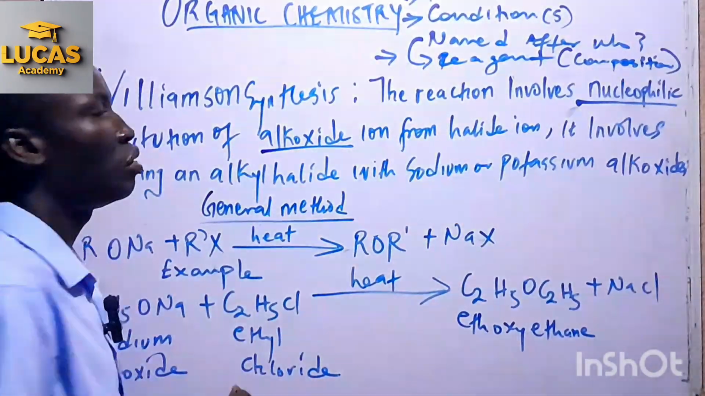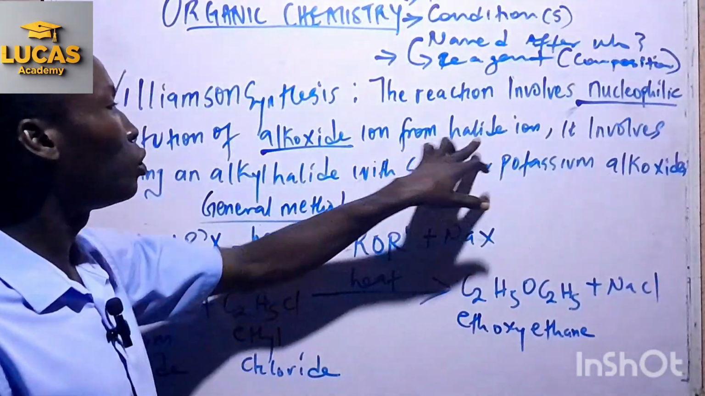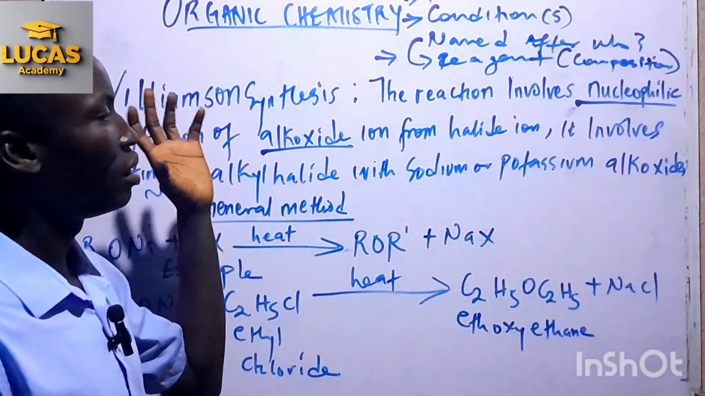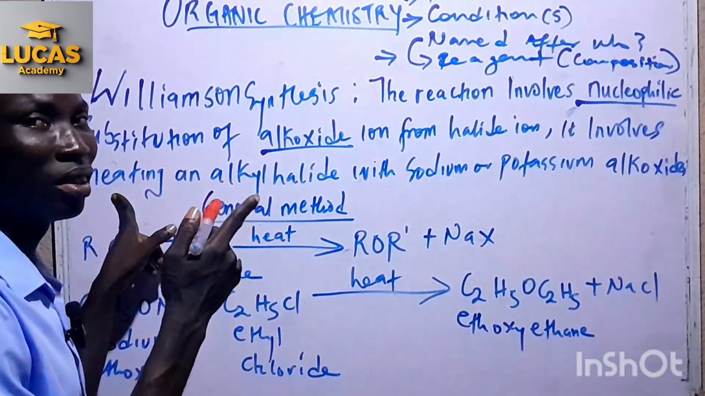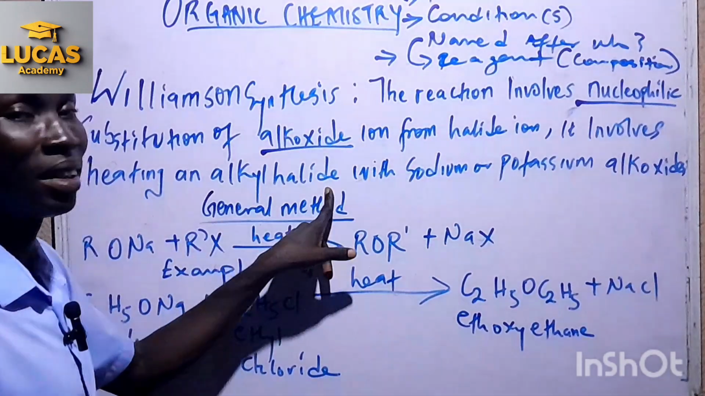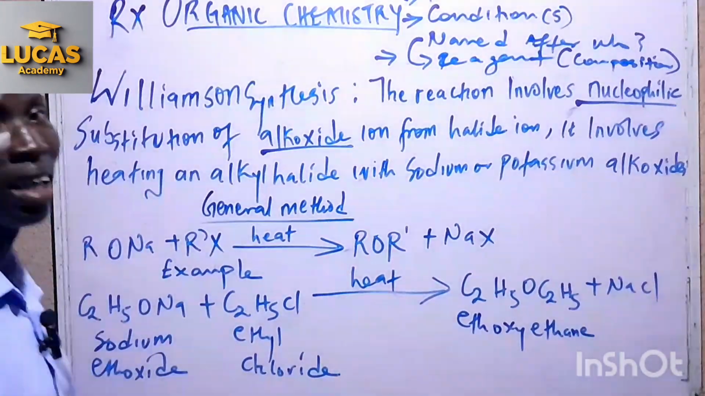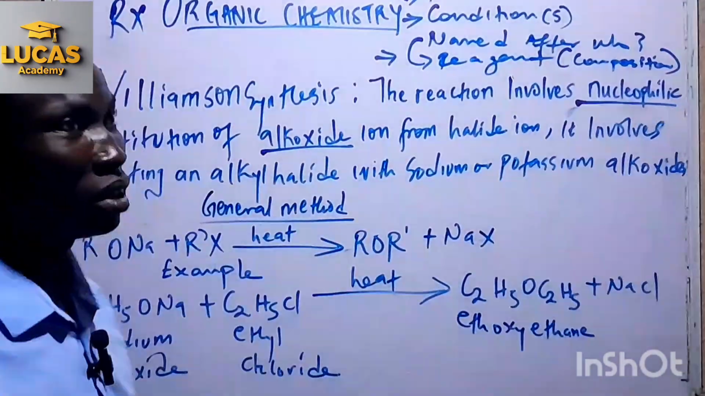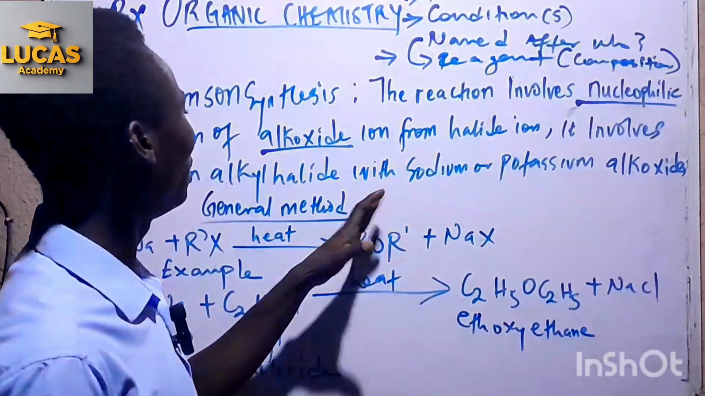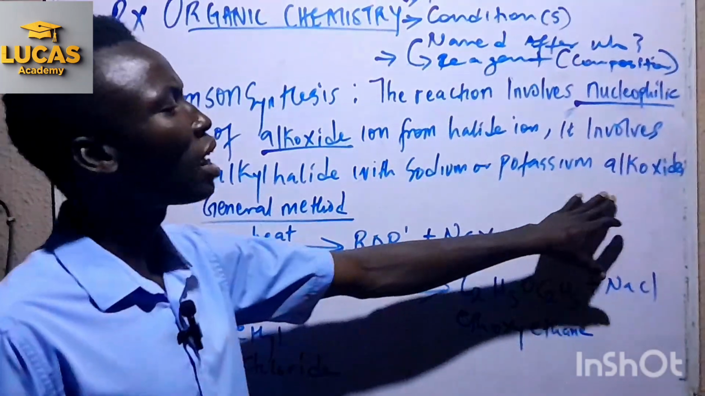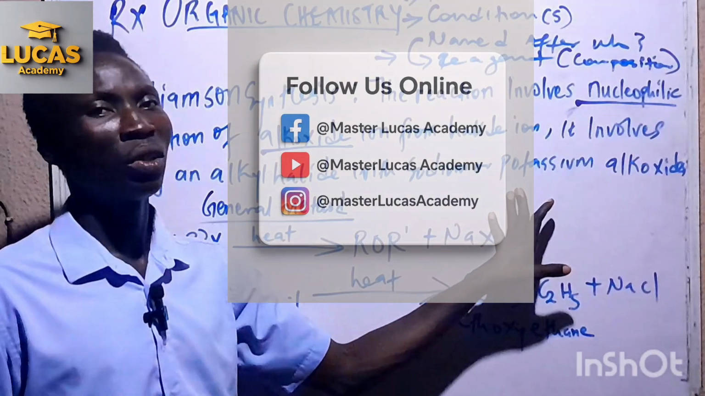Now, this alkoxide, you have to know where it's coming from. Alkoxide ion from halide ion. Can you see? We have two ions in this place. So according to this synthesis, they said it involves heating, that is the condition, heating an alkyl halide. When we say alkyl halide, R represents alkyl. The halide there is the X there. So halide, which is talking about the halogen, it can be chlorine, bromine, iodine, and in this place, with what we call sodium or potassium alkoxide. So that is exactly what we're talking about there.